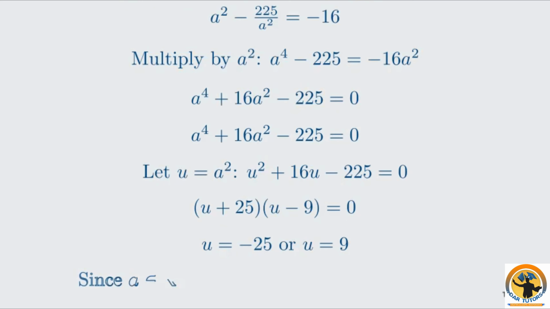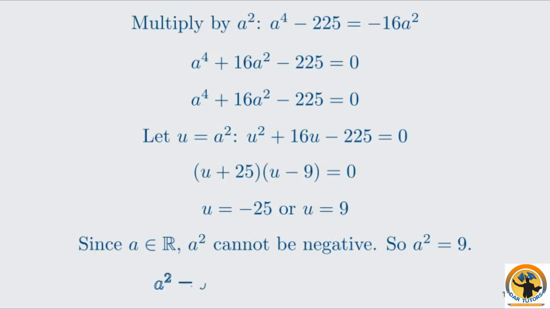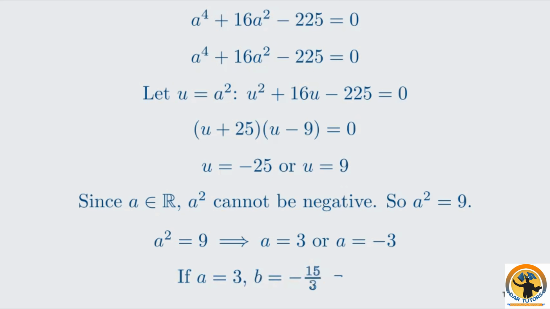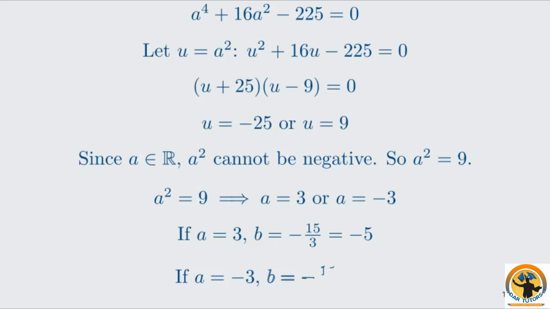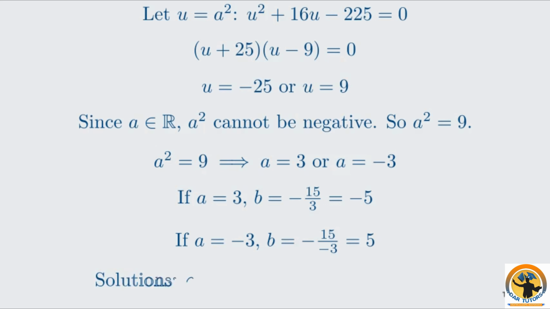So u equals negative 25 or u equals 9. Since u is a squared, we must have a squared equals 9, because a is a real number and its square cannot be negative. From a squared equals 9, we get two possibilities for a, 3 or negative 3. Now we find the corresponding values of b using b equals -15 over a. If a is 3, b is -5. If a is -3, b is 5. These are our two possible pairs of solutions for a and b.